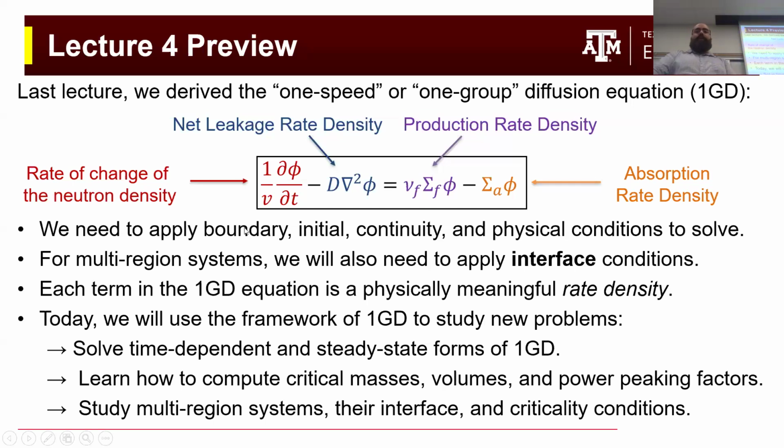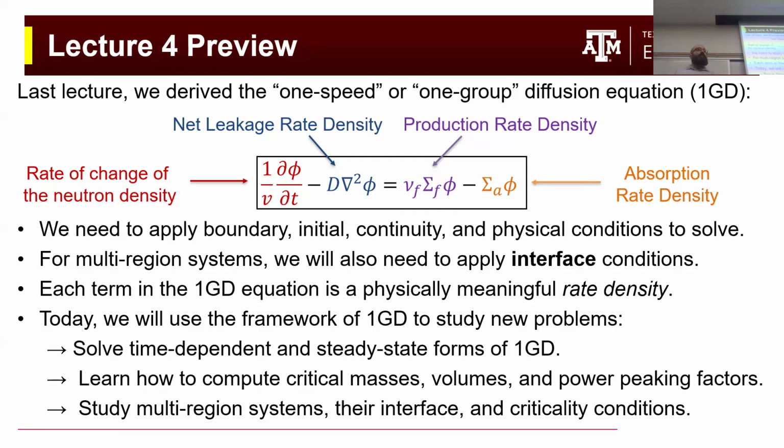We can assign definitions or physical meanings to each of these terms depending on what quantities are being described within the term. The d by dt term is your rate of change term. That's the rate of change of the neutron density. The term that has the Laplacian in front of it came from our net leakage term. So that's the net leakage rate density. The term that has the nu f and the sigma f in it, those are quantities that tell us about the number of neutrons emitted per fission and our fission cross section. So that term is the production rate density. And then the last term, which has that sigma a on it, would be the absorption rate density. So that's what the equation is.